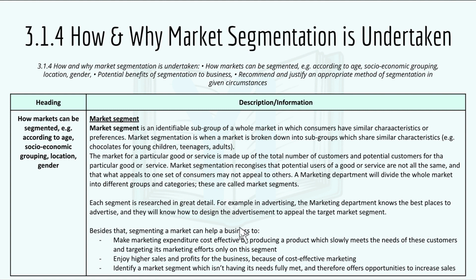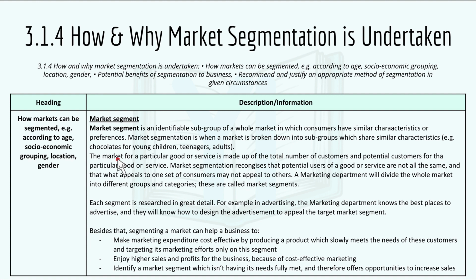Then lastly, we have 3.1.4, how and why market segmentation is undertaken, and how markets can be segmented. A market segment is an identified subgroup of a whole market in which consumers have similar characteristics or preferences. Market segmentation is when the market is broken down into subgroups which share similar characteristics. For example, chocolates for young children, teenagers, and adults.